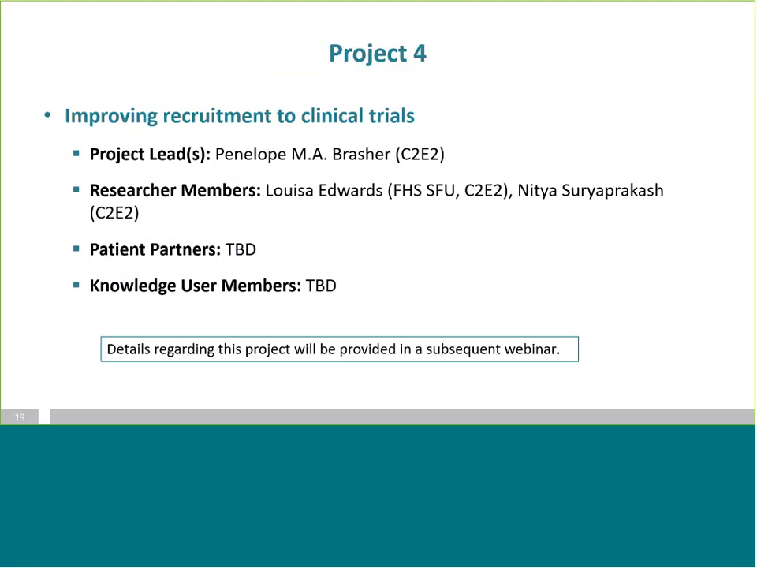The fourth project that's on our list for this cluster is being led by Penny Brasher. This one is just on hold at the moment for some personnel reasons. Okay, but the objective of this trial is to try to come up with ways to improve recruitment and retention of patients in clinical trials. And so are there ways that we can use technology to make it easier for people to participate and to agree to participate? Okay. We'll have more details on this project in a subsequent webinar.